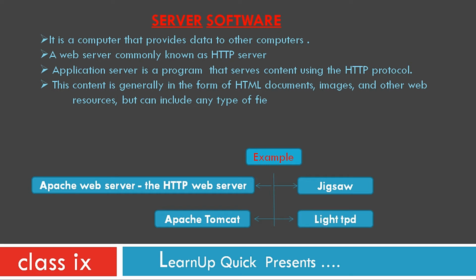The fourth one is LightTPD. LightTPD is a free web server distributed with the FreeBSD operating system. This open source web server is fast, secure, and consumes much less CPU power. LightTPD can also run on Windows, Mac OS X, Linux, and the Solaris operating system.